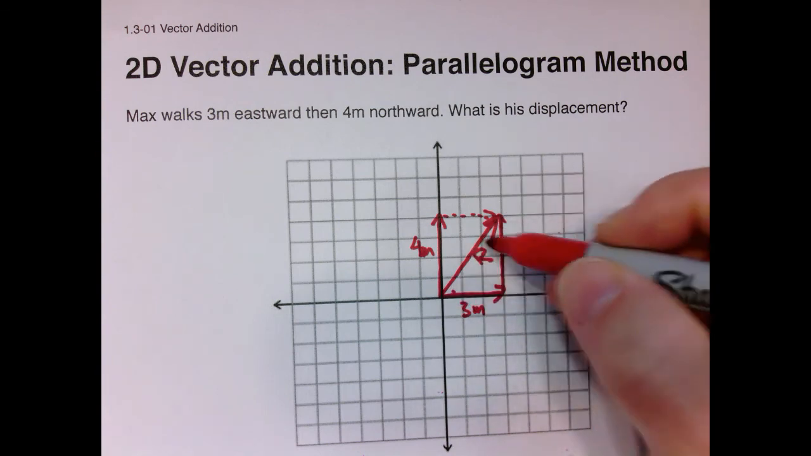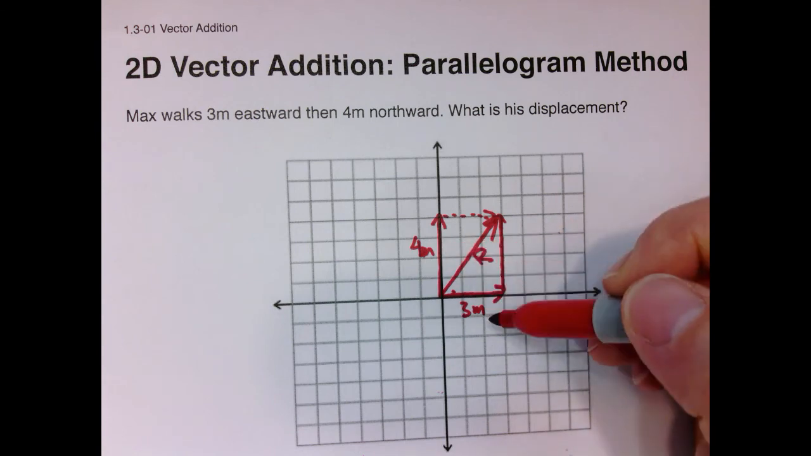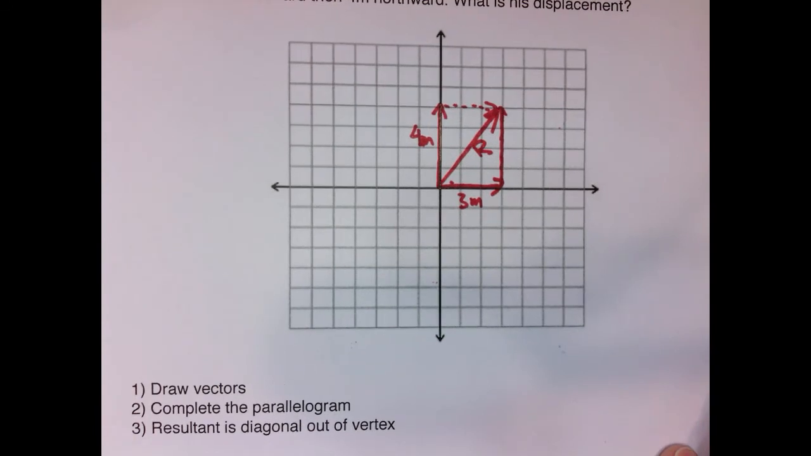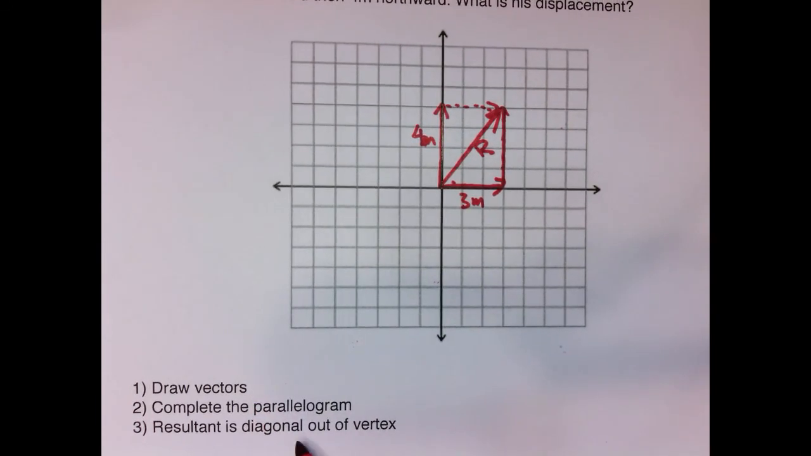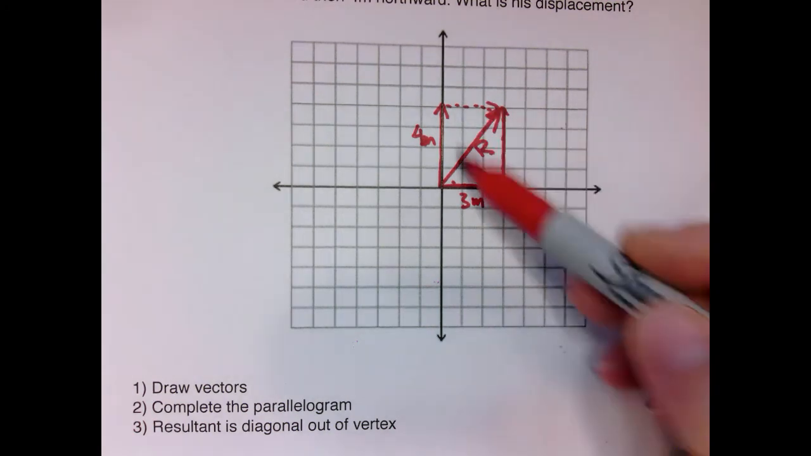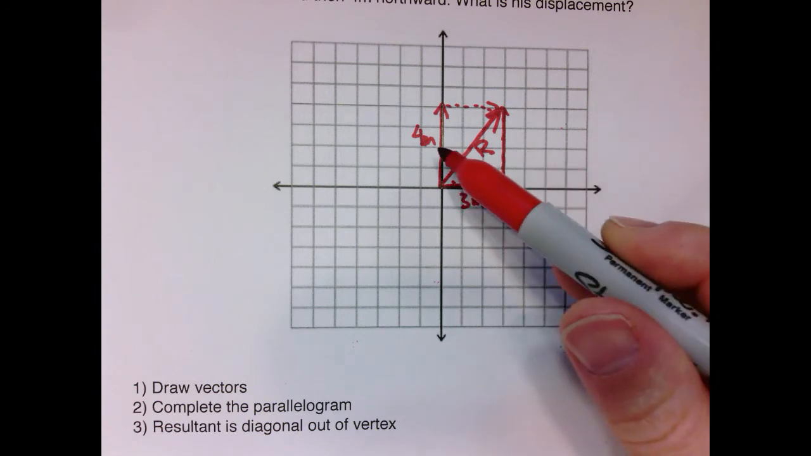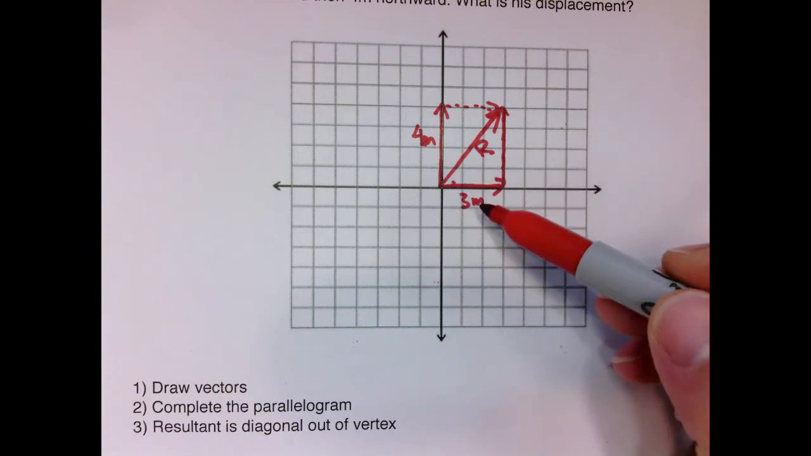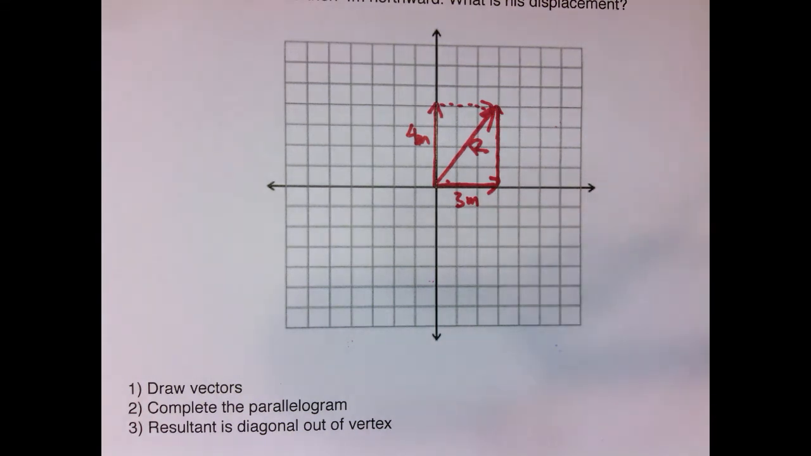And of course, notice drawing it this way, it's not quite as obvious that it's a 3, 4, 5 triangle. So how do we do the parallelogram? We draw the vectors, complete the parallelogram, and the resultant is the diagonal out of the vertex. Now I've said multiple times that this is not a good method. It's more work, number one. Number two, it doesn't make some of the geometric relationships of the triangles as obvious. One of the other reasons is simply this.